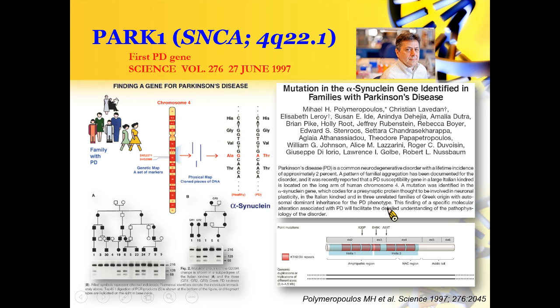The first identified gene causing Parkinson's disease is the alpha-synuclein gene on chromosome 4q22.1. It was identified in an autosomal dominant PD family in 1997 by Dr. Polymeropoulos. The mutation carriers have the same clinical presentation and the pathological finding of Lewy bodies in substantia nigra dopamine neurons, and later the alpha-synuclein protein was found to be an important component of Lewy bodies.